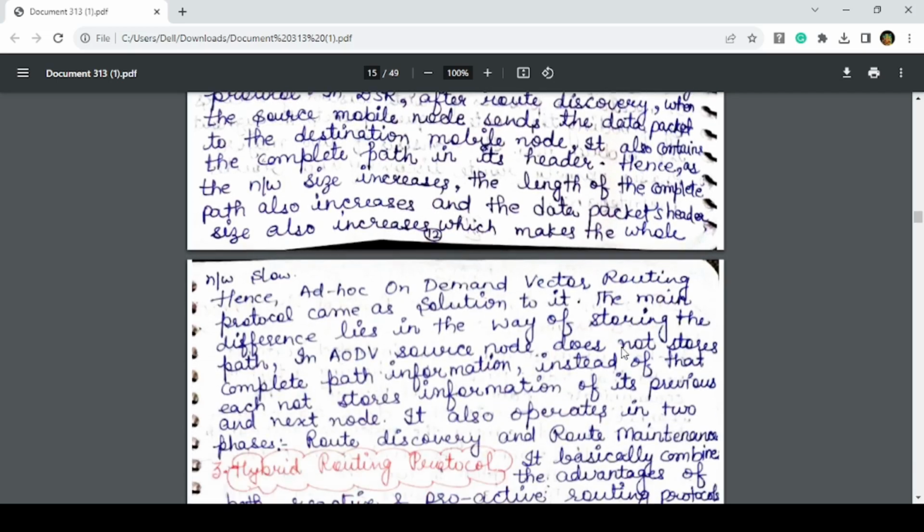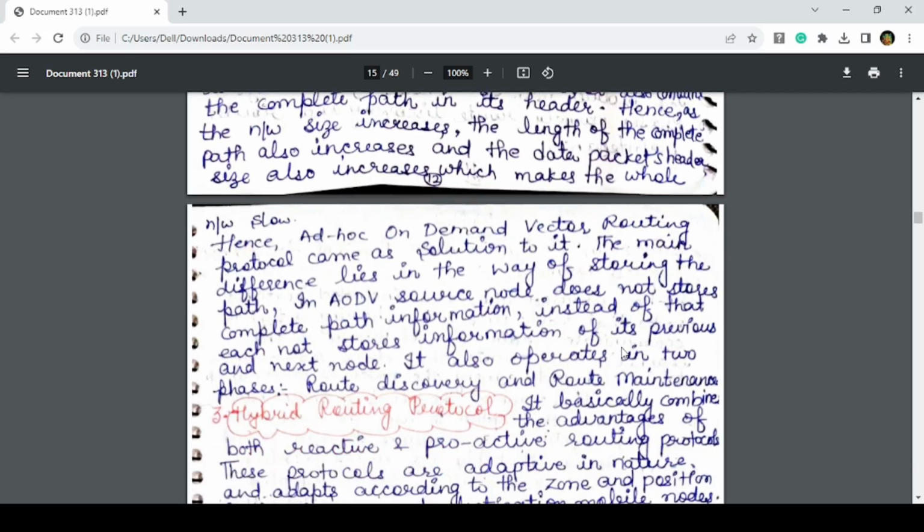Hence, ad hoc on-demand distance vector routing protocol came into existence for solving this problem. The main difference lies in the way of storing the path. In AODV, the source node does not store complete path information. Instead of that, each node stores information of its previous node and next node. So it also operates in two phases: route discovery and route maintenance.